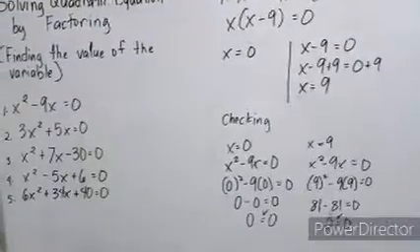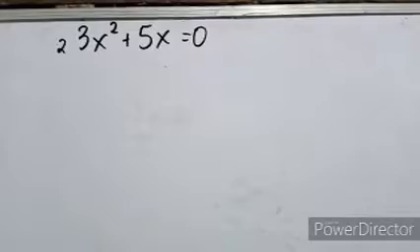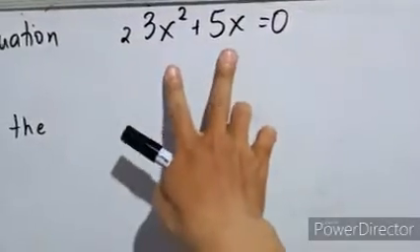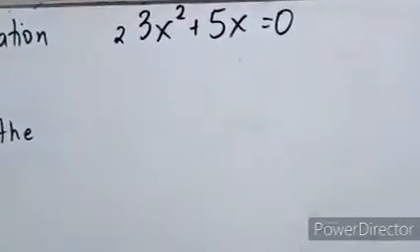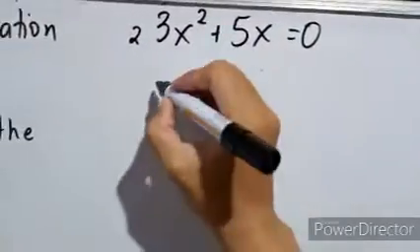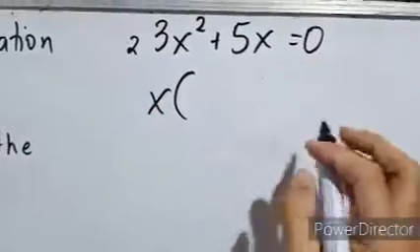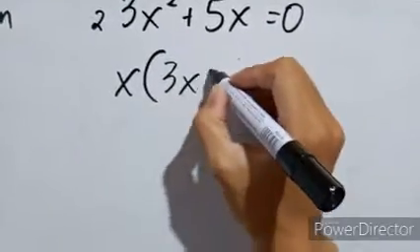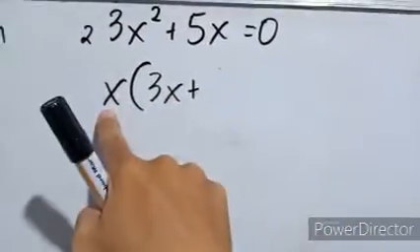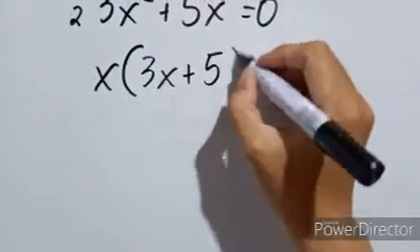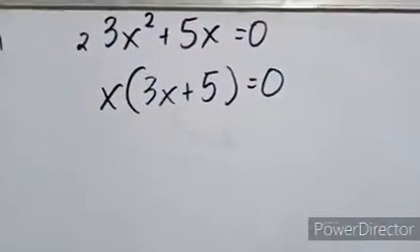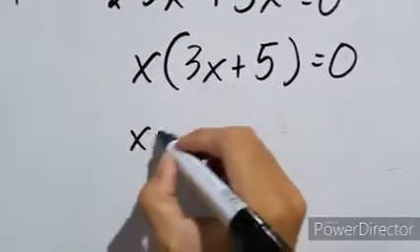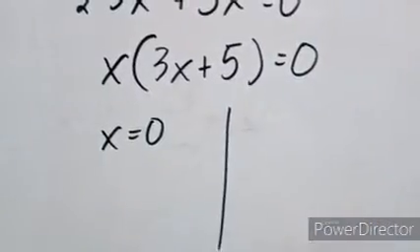Sunod natin ang number 2. So, ang number 2 natin ay 3x squared plus 5x equals 0. So, ganun pa rin. Dalawa. So, kunin natin ang common monomial factor which is x. So, divide natin. 3x squared divided by x is 3x. Plus 5x divided by x is equal to 5. So, ngayon nakuha na natin ating mga factors. Next natin gagawin, separate ulit natin into 2 equations. X is equal to 0. So, mayroon na tayong value sa isa.